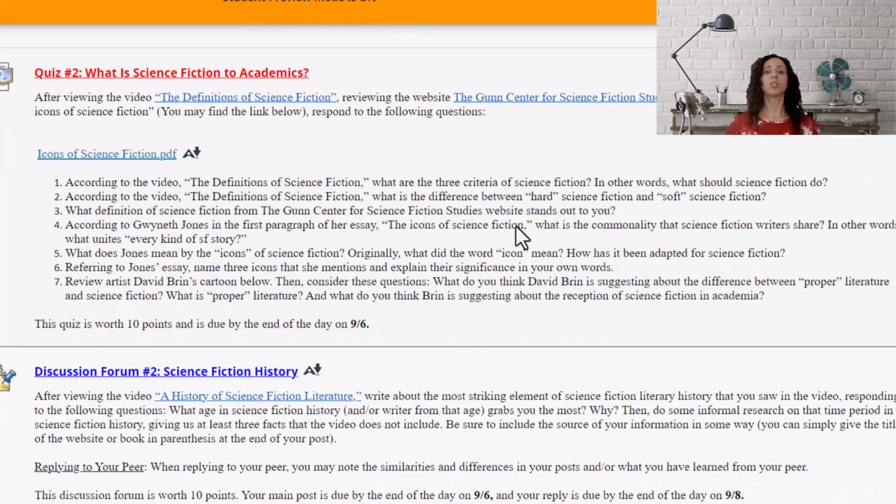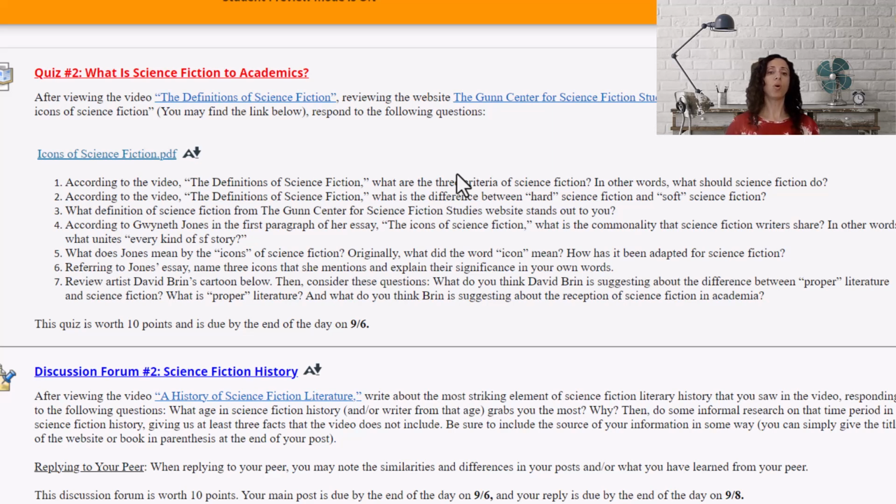you? 4, according to Gwyneth Jones, in the first paragraph of her essay, The Icons of Science Fiction, what is the commonality, the common link that science fiction writers share? In other words, what unites every kind of science fiction story? 5, what does Jones mean by the icons of science fiction? Originally, what did the word icon mean? How has it been adapted for science fiction? 6, referring to Jones's essay, name 3 icons that she mentions and explain their significance in your own words.